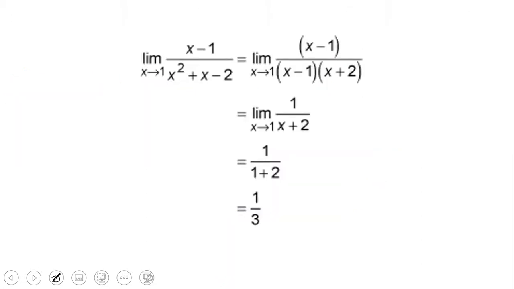One more, trying to plug in 1 from the get-go is going to give you 0 over 0. Sad. Factor the bottom, reduce the common factors. Now you can plug in the 1. Then you can find a final answer.